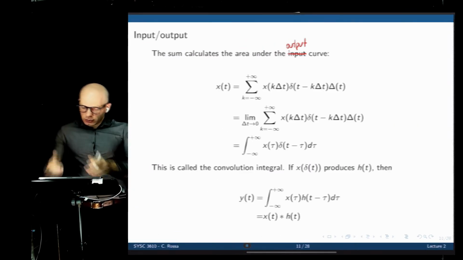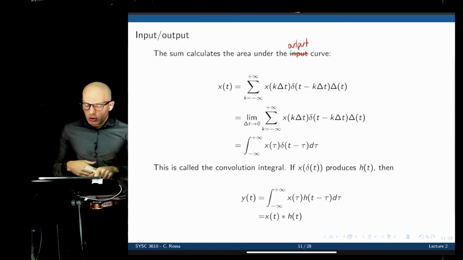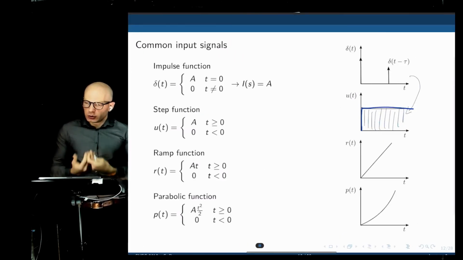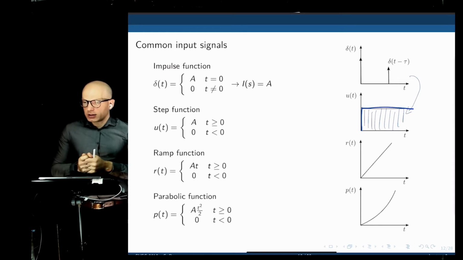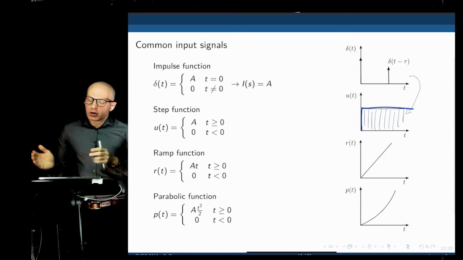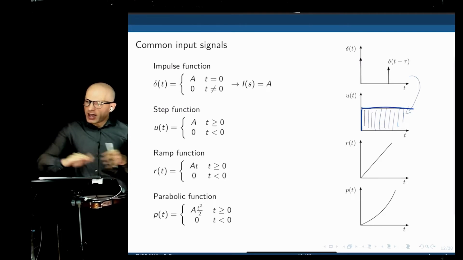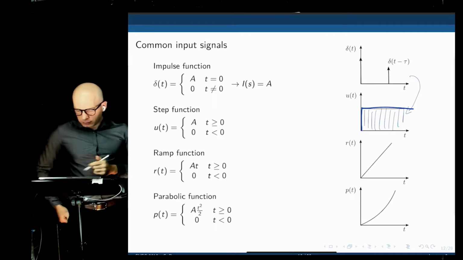Now, do we need to go through all this every time we want to calculate an output? No, we don't, because we have tools using Laplace transform that we're going to see later that will allow us to just apply the properties that we saw there to calculate the output of a system for any type of input, if we know the input function.